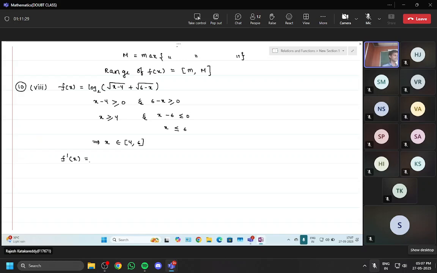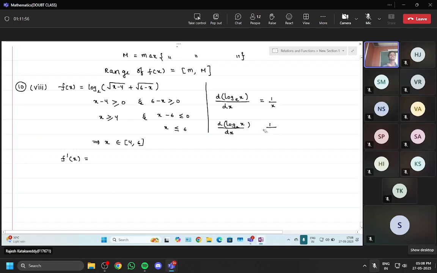So I'm differentiating normally. I don't know whether you have seen this earlier or not. If you are differentiating log base e of x, you will get 1 by x. But if you have log x base a, the differentiation is not equal to 1 by x.